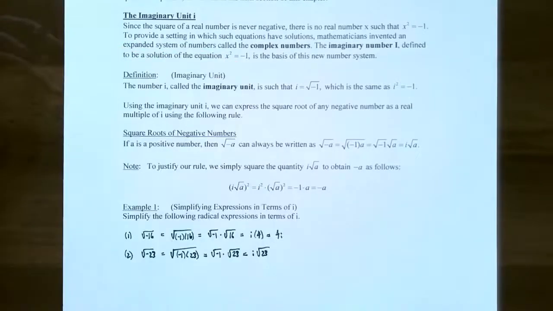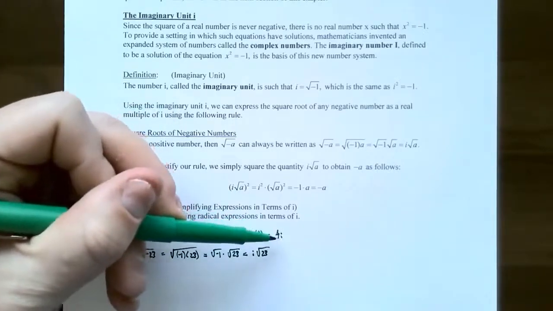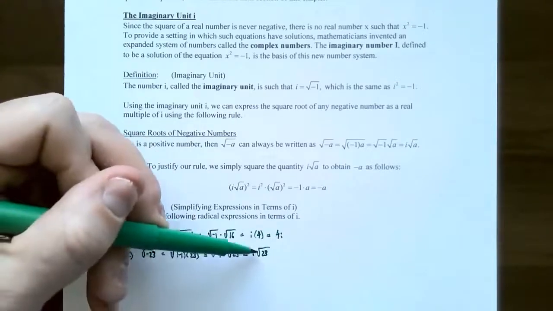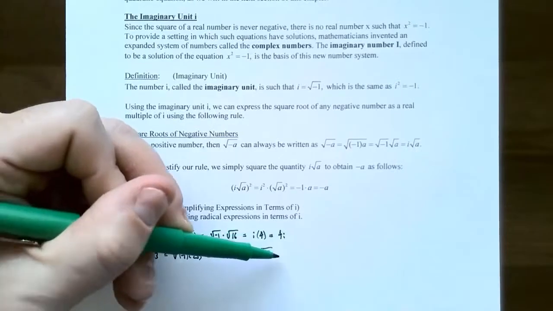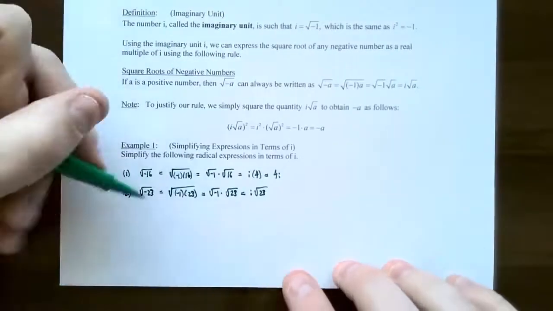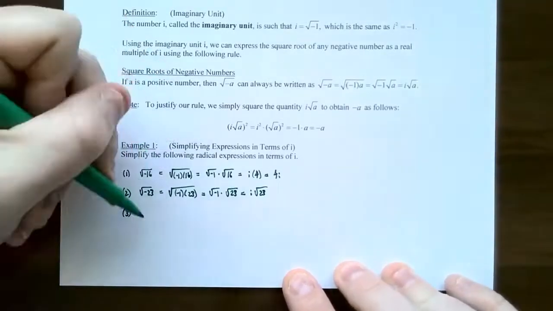So here's how you usually write your answer involving the imaginary unit i. If it's a whole number or an integer value, you put the i at the end. If your answer involves radicals, the i is typically in the front. It's not at the end. It's not wrong if you put it at the end, but typically the i is in front of the radical. Okay, number 3. The square root of negative 48.